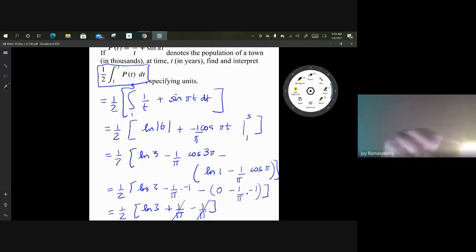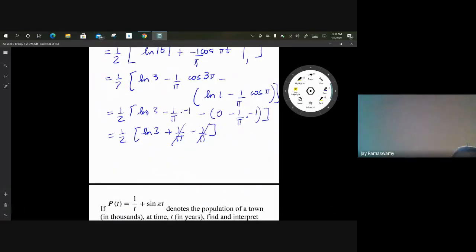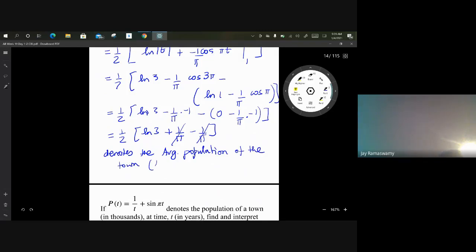Is that basically the 1 over b minus a integral formula? So let's write it down. It's that easy. So it denotes the average population of the town. Careful, in thousands, correct? Yes.